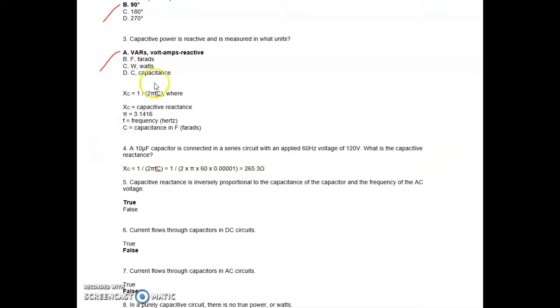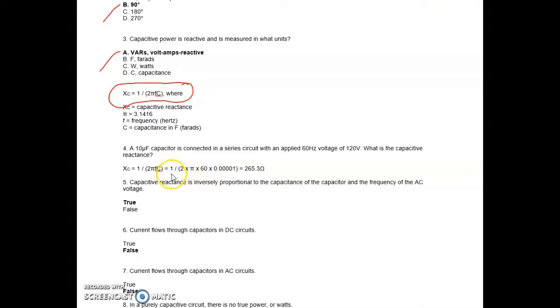For number 4, we're given this formula for capacitive reactance. A 10 microfarad capacitor is connected in a series circuit with an applied 60 Hertz voltage of 120 volts. What is the capacitive reactance? So here's that same formula. Capacitive reactance equals 1 over 2 pi times frequency times capacitance.